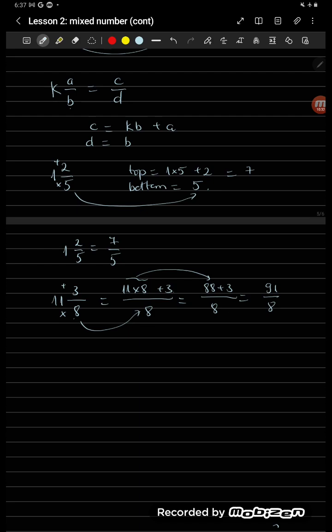Very straightforward. Let's finish the mixed number lesson here. Next lesson we'll talk about fraction comparison, similarly mixed number comparison, and after that addition, subtraction, division, and multiplication.